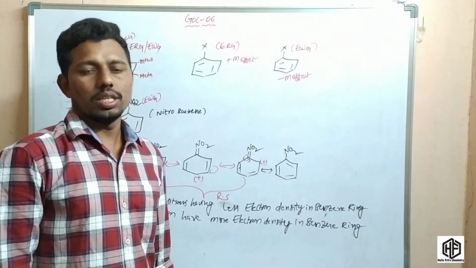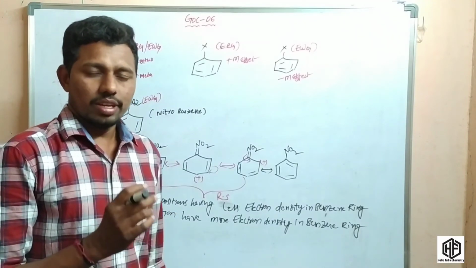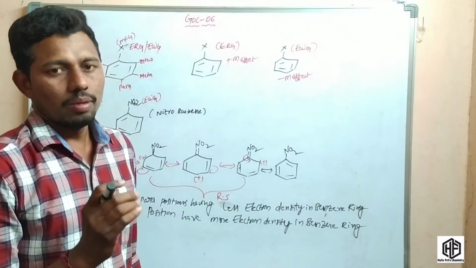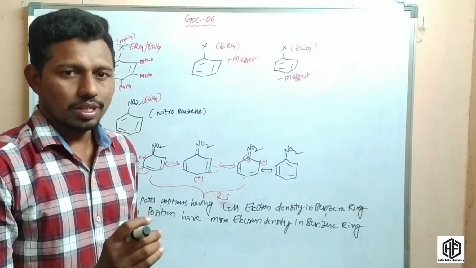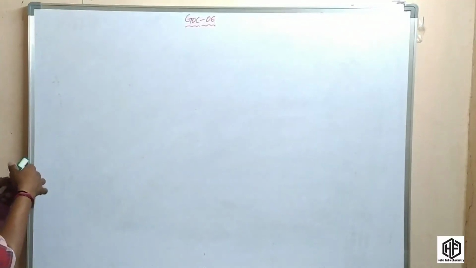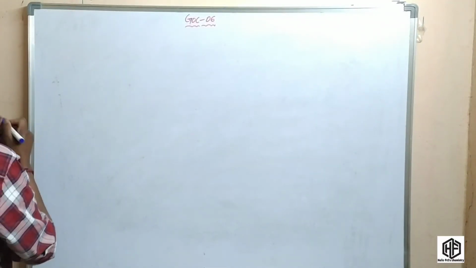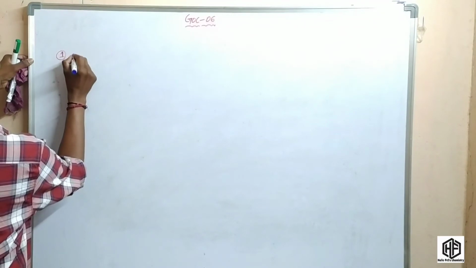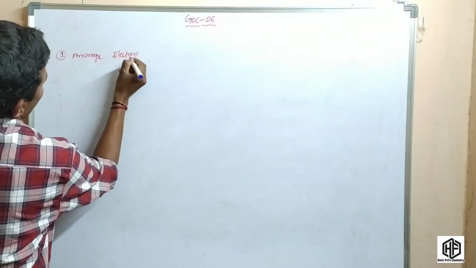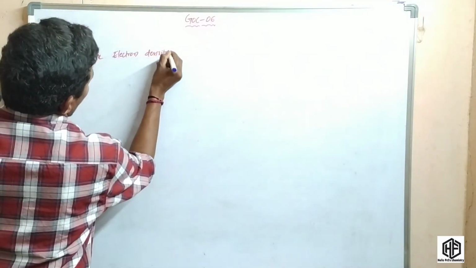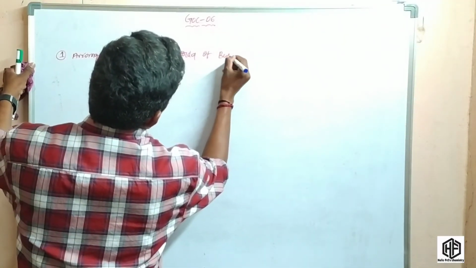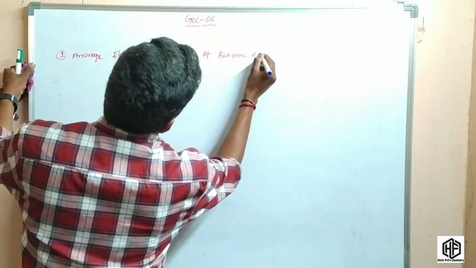Now we are going to discuss one example. This example is very, very important. We have to observe the plus M effect and minus M effect. Now we are going to discuss the plus M effect and minus M effect in one example in a benzene ring. What is the plus M effect and minus M effect? Arrange the electron density order of the given benzene ring compounds.